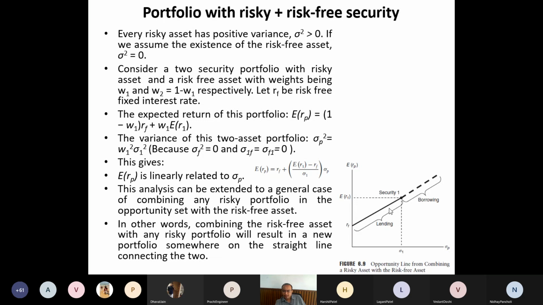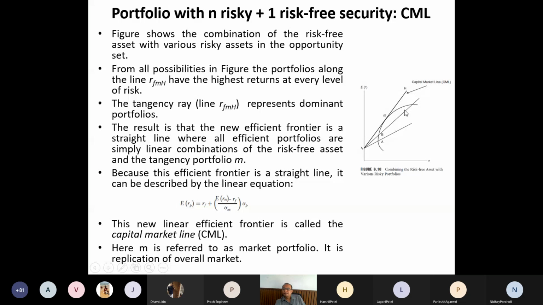Then I want to find another point. If I have N securities, I have to sketch the efficient frontier or opportunity set of my N risky securities and join this RF with points on this efficient frontier graph. Let me look at that in the next slide. So you can see that I have done that.